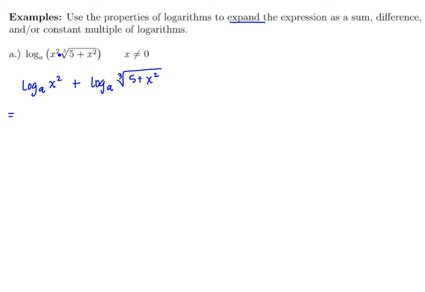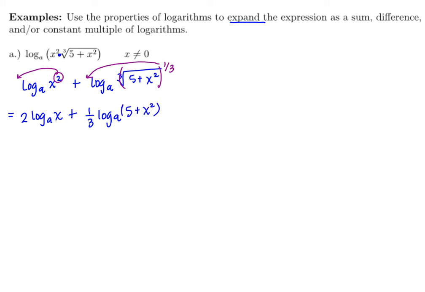Well, x squared, that's an exponent, so the 2 can come down. That's the power property of logarithms. This is equal to twice the log base a of x, plus, and how can we think about this cube root? Well, instead of cube root, let's rewrite it as this stuff to the 1/3 power. That's the same thing, but now it's written as an exponent, which also can get demoted. So if we pull down the 1/3, we have 1/3 log base a of 5 plus x squared.